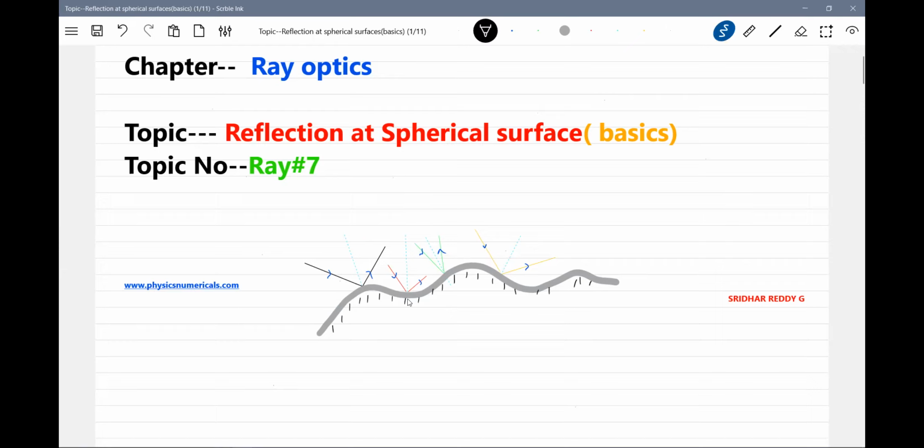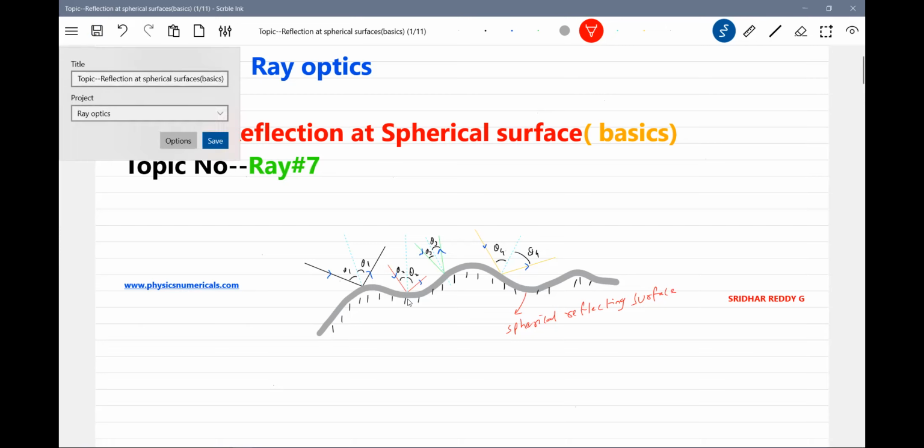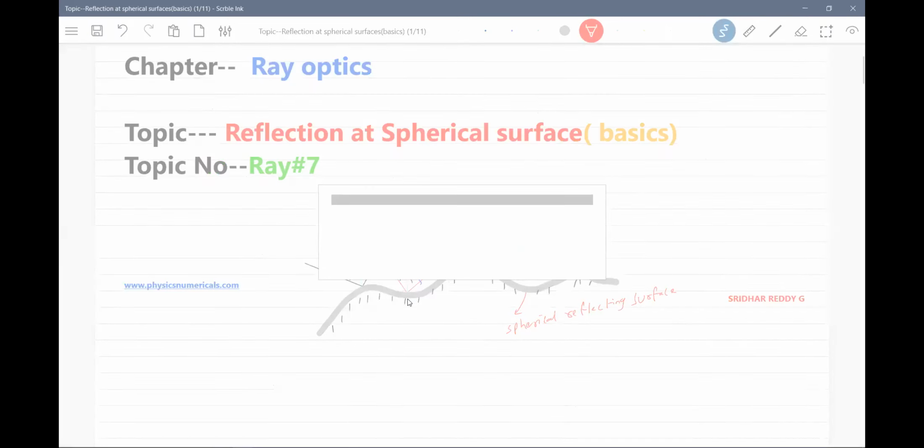Let me define those thetas also. So this will be theta 1, theta 1, theta 2, theta 3, theta 2, theta 3. Angle of incidence theta 4, angle of reflection theta 4. So the same laws of reflection will hold good even for the spherical surface. Look at this. The reflecting surface is spherical. It has wide application like the plane mirror. Even this will be widely used in applications. Let's see that.